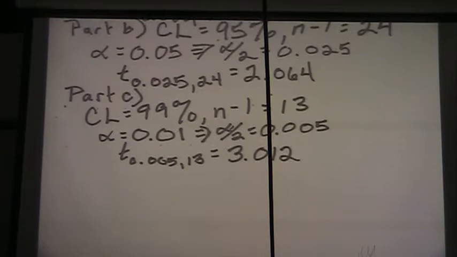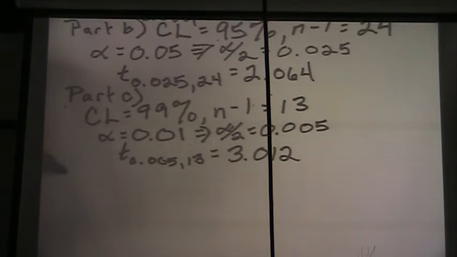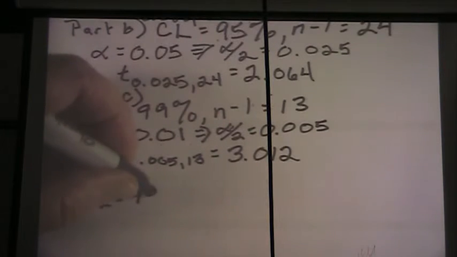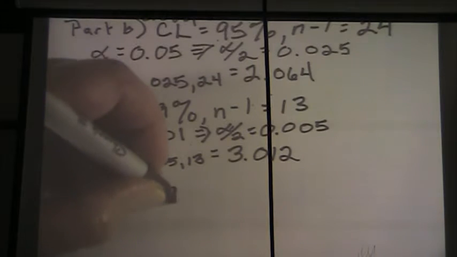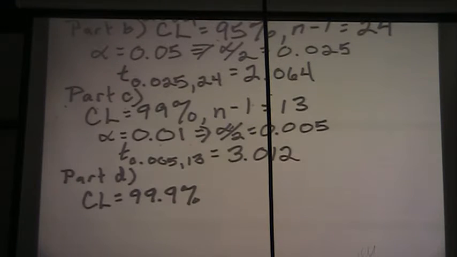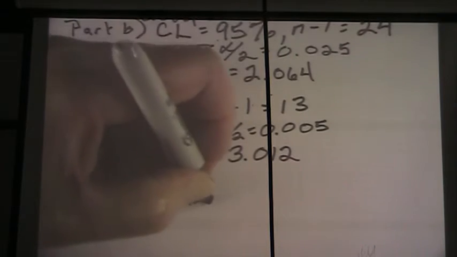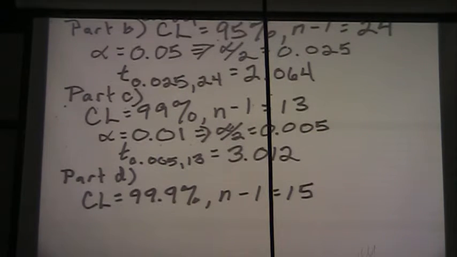Oh man, they've given us a really challenging one for part D. Here, the confidence level is equal to 99.9%. And the degrees of freedom is equal to 15.